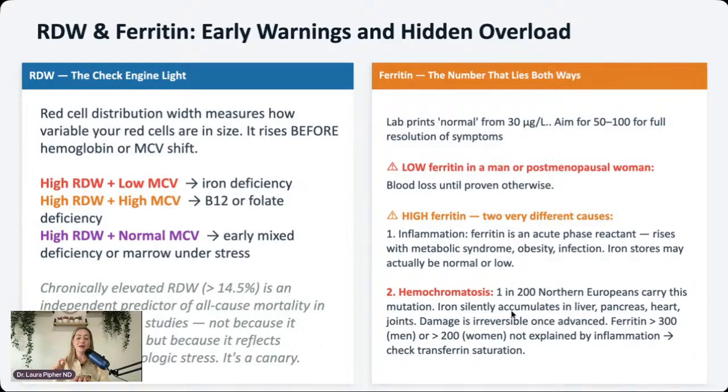And so again, if everything looks normal and you are exhausted, your RDW could be telling you something that another piece of the puzzle is not.